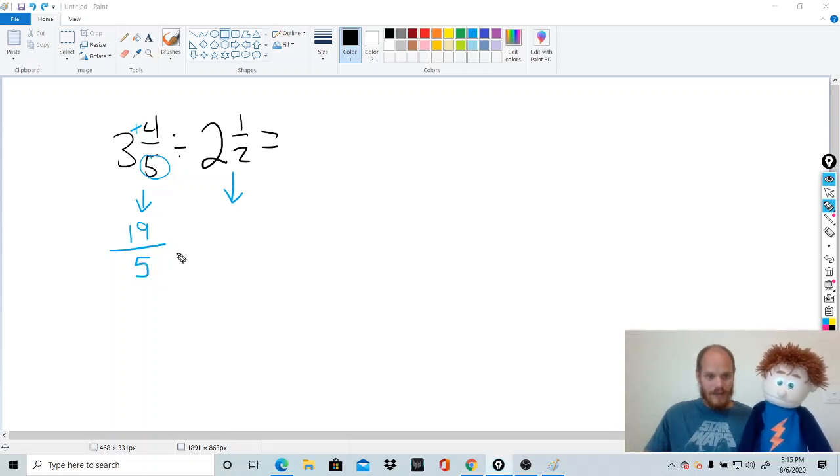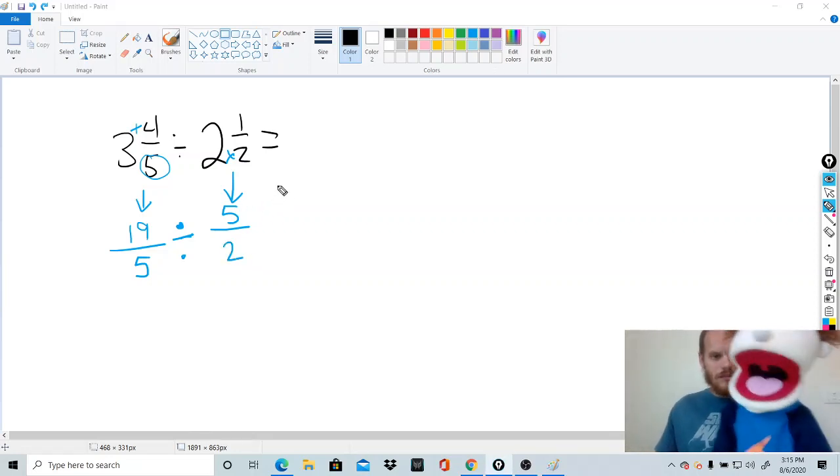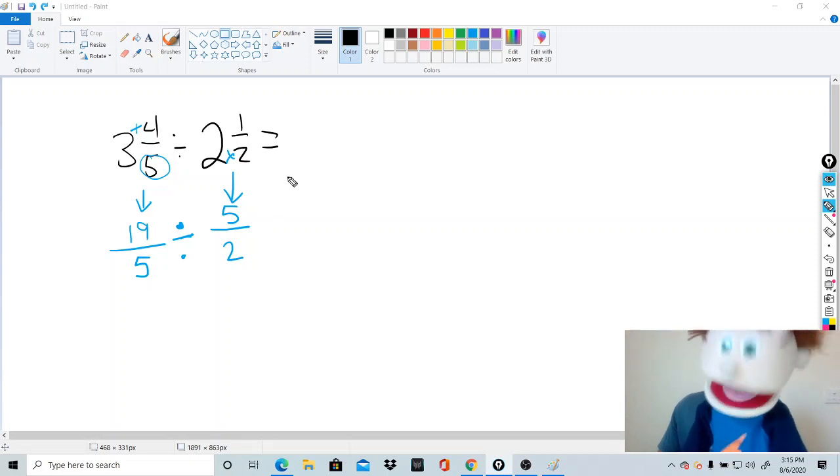So that's 19/5 divided by 2 times 2 plus 1, over 2. Exactly. Good. Wait a second though. Hang on. 19 divided by 5 doesn't work. Either 5 and 2. Exactly.